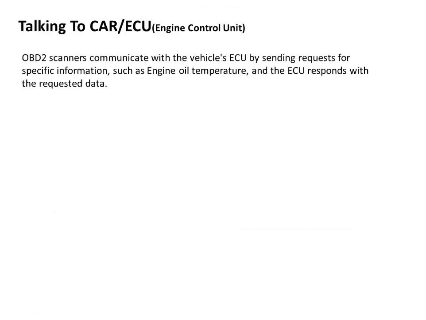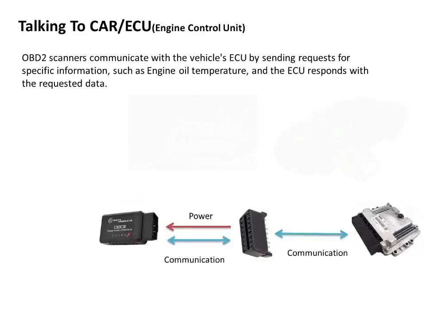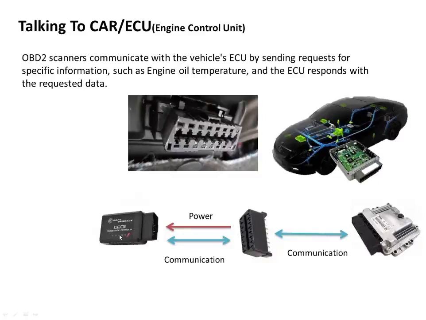Now, how does the OBD2 scanner talk to the ECU or car? The OBD2 scanner communicates with the vehicle ECU by sending requests for specific information. For example, if we want the engine oil temperature, we will send a request to the ECU, and the ECU will respond to that request with the requested data. Let's look into our diagram.